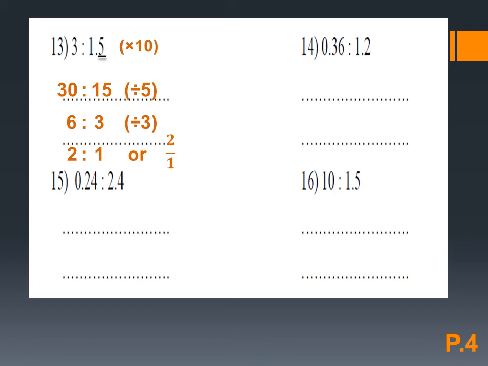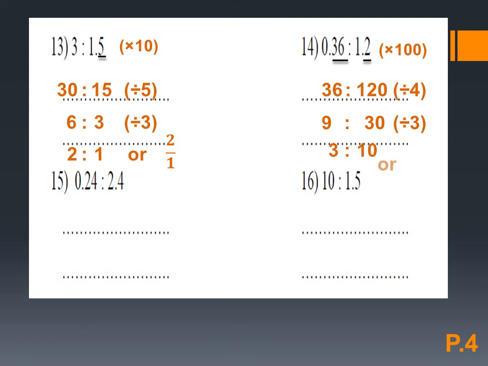0.36 to 1.2. Here we have two decimal places in the first term and the second has one decimal. We multiply here by 100. 36 to 120. Divided here by 4. If we have two even numbers, we divide by 2 or 4 or 6 or 8 and so on. 36 divided by 4 is equal to 9 and 120 divided by 4 equals 30. 9 to 30 divided here by 3. 3 to 10 and this is the simplest form, 3 over 10.